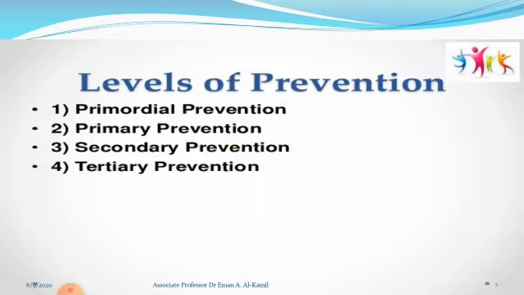There are four levels of prevention: primordial prevention, primary prevention, secondary prevention, and tertiary prevention. And each type of prevention should be applied at a certain stage of the disease development.